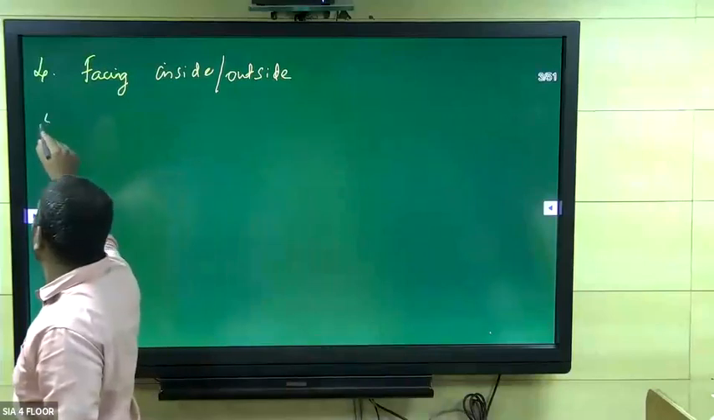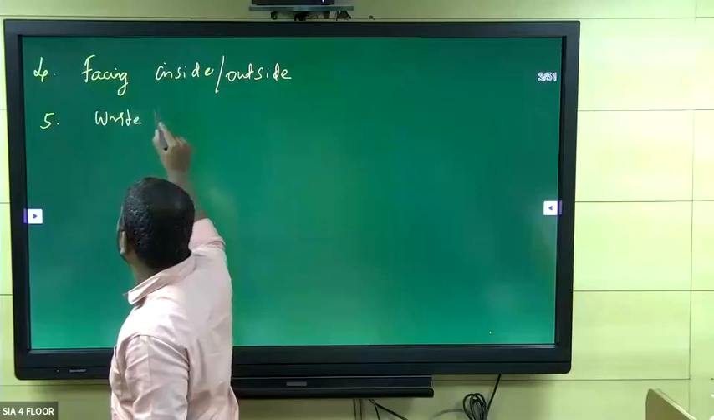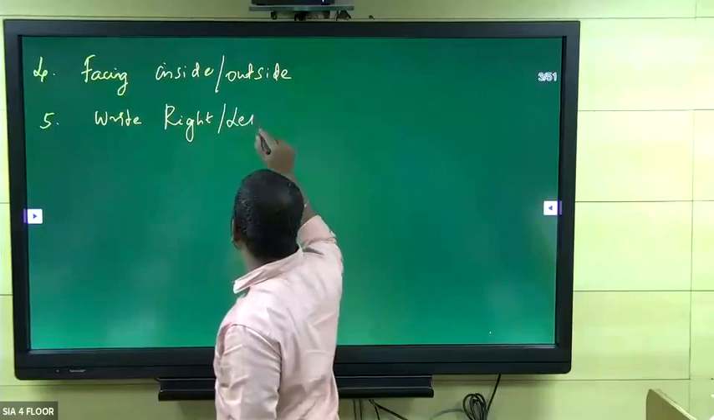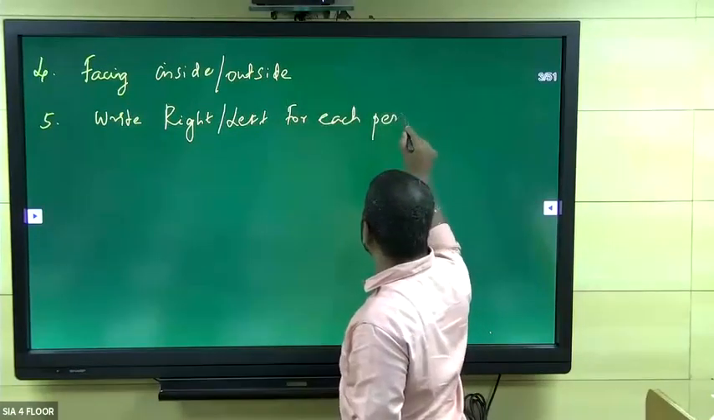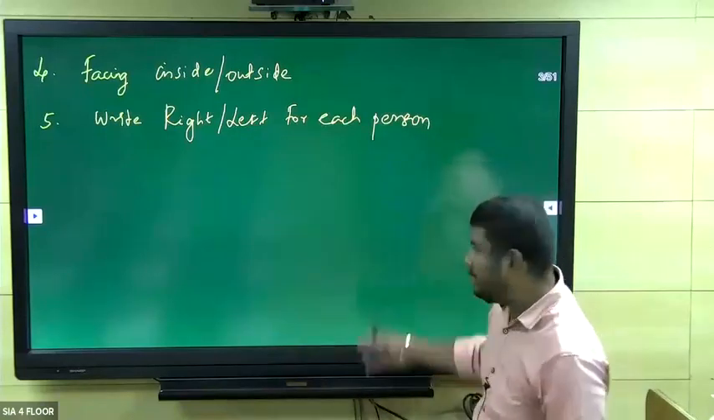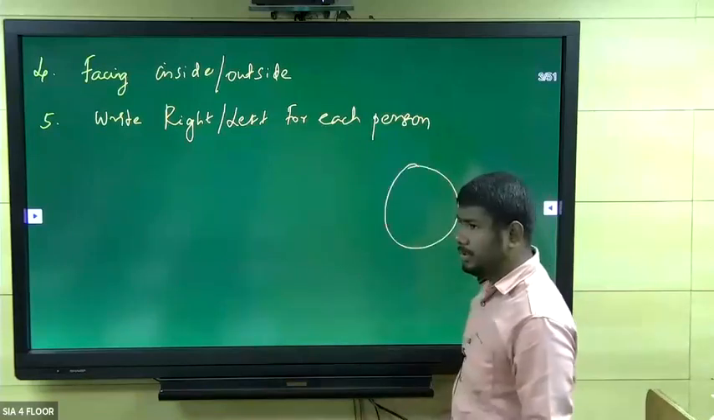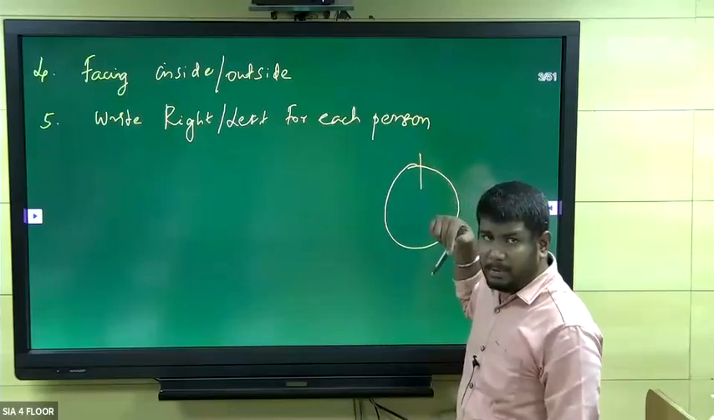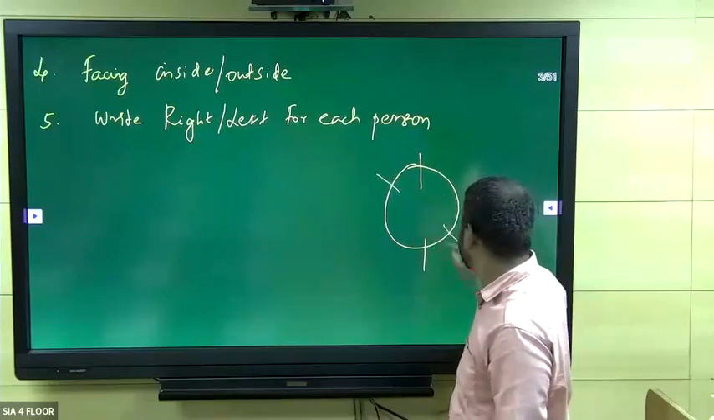Next, fifth one: right, left for each person. Actually, what is this? Listen here. If I take 6 persons, six means we should draw the line one exact opposite to the other. So like this, we need to draw.